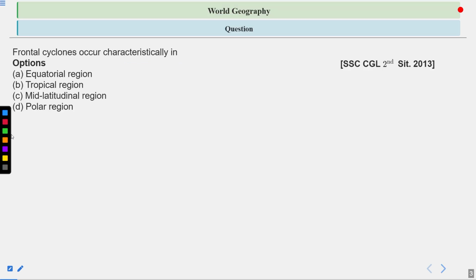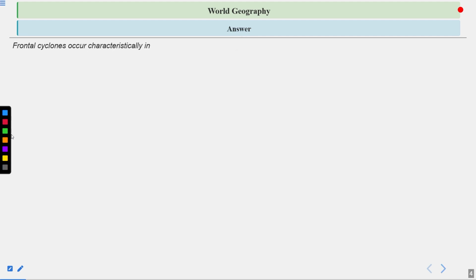So first question that we have with us is: the frontal cyclones occur characteristically in. Options are equatorial region, tropical region, mid-latitudinal region or polar region. So frontal cyclones are also known as the mid-latitudinal cyclones or the temperate cyclones. So correct answer will be C option, mid-latitudinal cyclones or mid-latitudinal region.